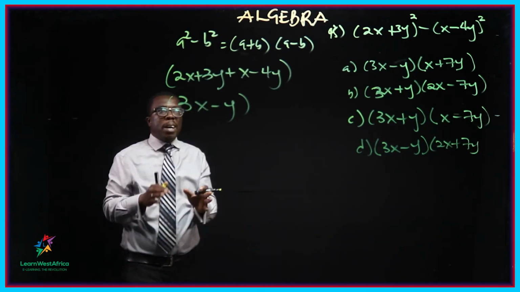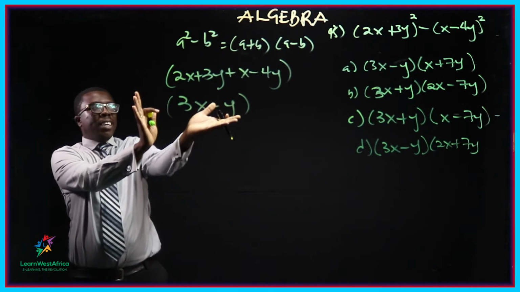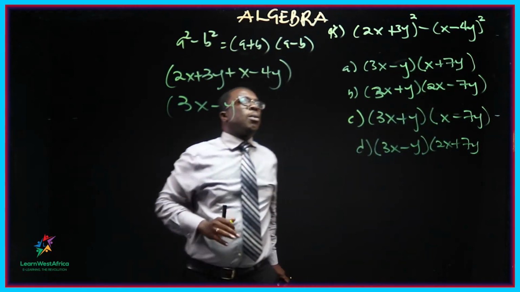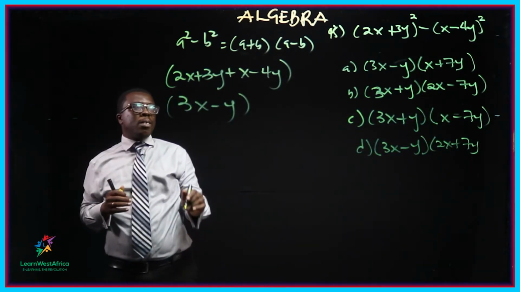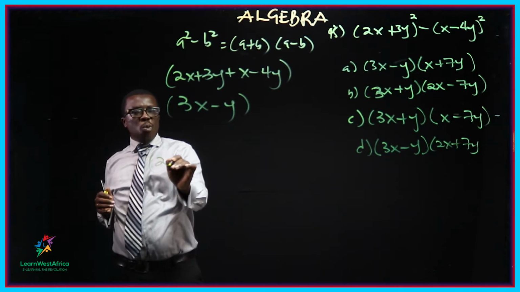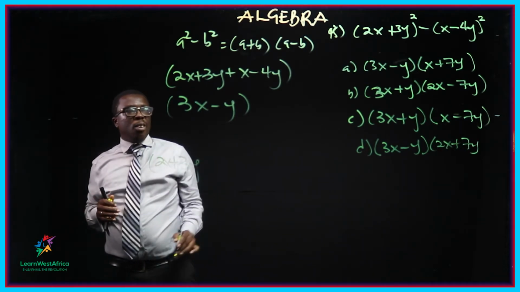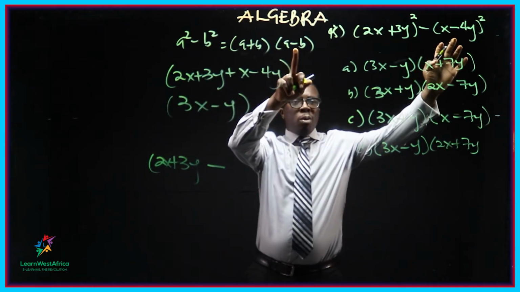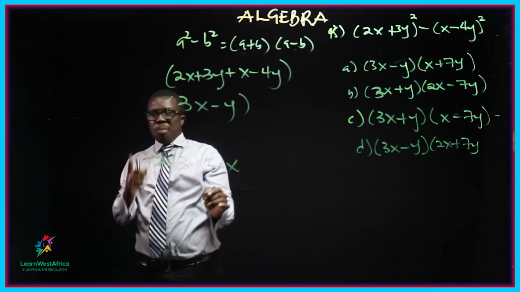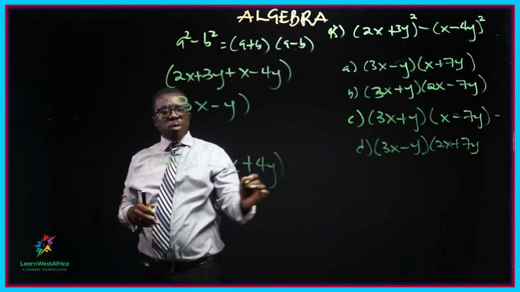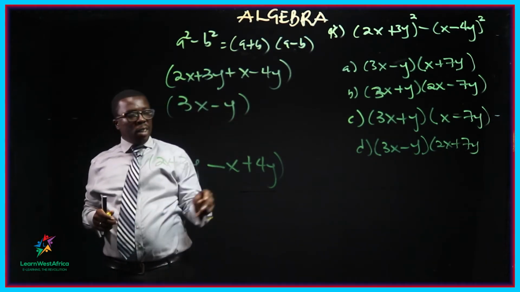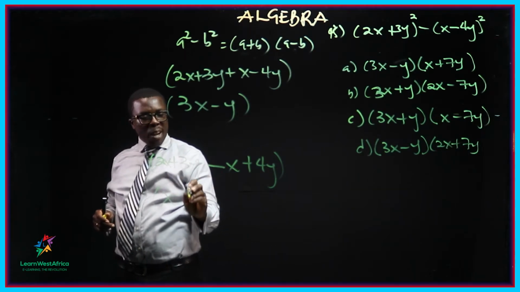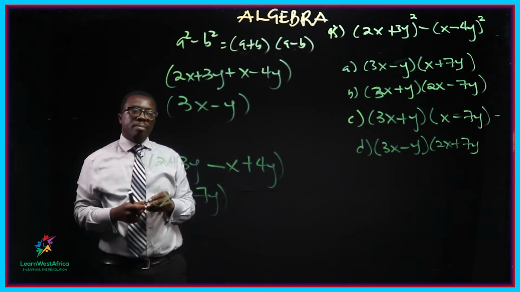The first part is a plus b, and that is the result. If you have a minus b, for the first term you subtract the second one. So you have the first term, 2x plus 3y, minus b. Subtracting, the negative enters: minus x plus 4y. Because the negative is entering, this is going to give you x plus 7y.